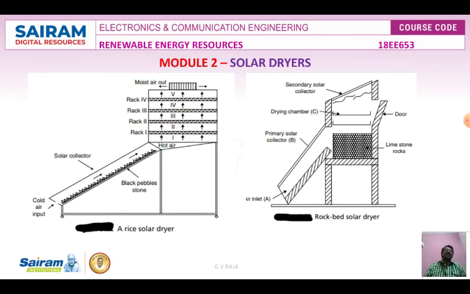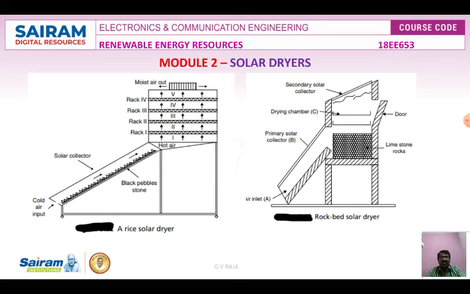If you see the baking system, how this oven is kept here: one plate for the samosa, one for the sandwich, one for the cake. Four racks will be there, and the four racks will give different temperatures. Similarly, here it is used only for rice solar drying purposes. We are using this one.